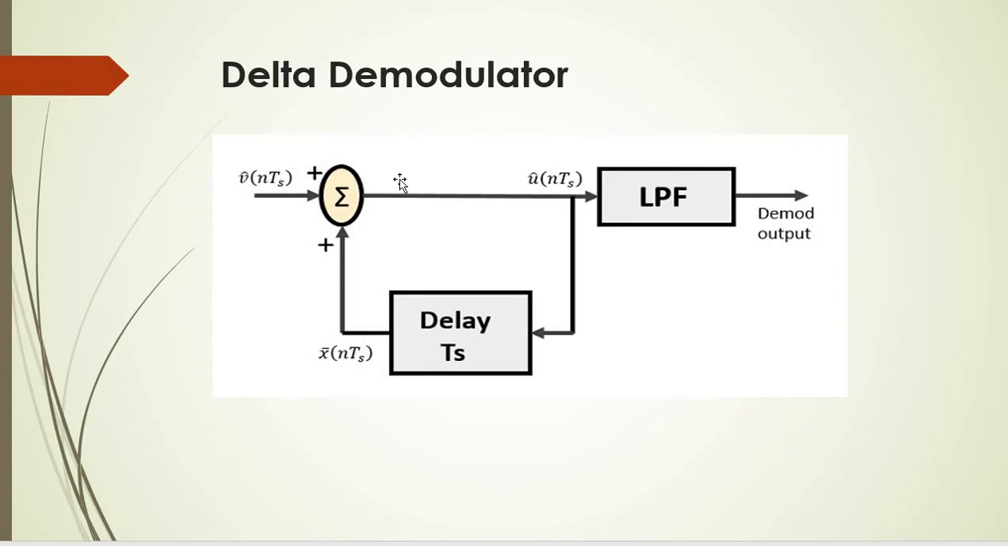So what is done here? If a 1 is received, a plus delta variation is obtained, and if a 0 is received, a minus delta variation is obtained here. So at this point we are obtaining a stair-step approximation of the incoming zeros and ones, and thereafter it is smoothened with the help of this low-pass filter.